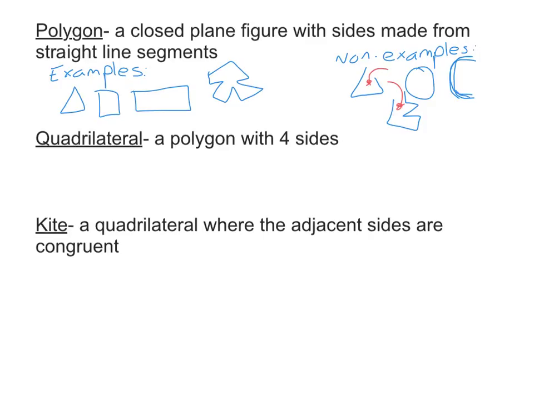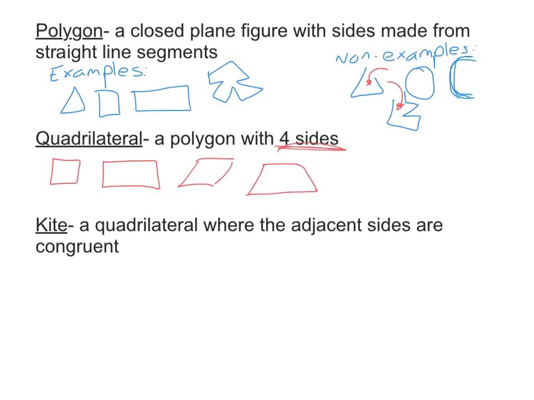A quadrilateral is a polygon with 4 sides. So we've already seen a bunch of quadrilaterals in our definitions that we've gone over. We have squares, 4 sides, rectangles, 4 sides, parallelograms and rhombuses have 4 sides, trapezoids have 4 sides. So all of those shapes are quadrilaterals because they all have 4 sides.